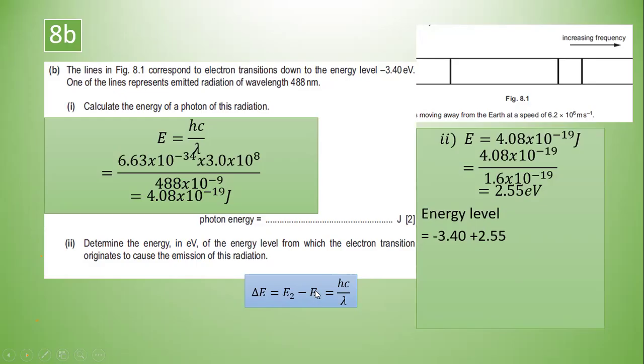Okay, so E1 is given. That's your E1, minus 3.40 plus 2.55. Okay, so it's minus 0.85 electron volt. It cannot be higher level, cannot be greater than this value. It must be less than this value.